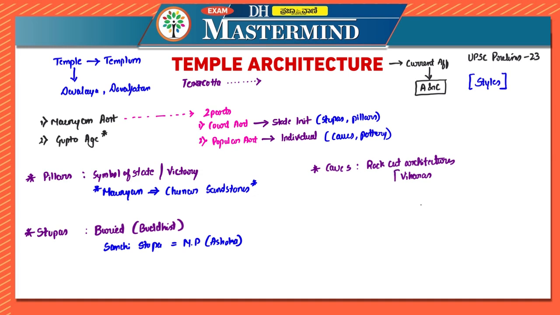Now this is a new word for us. We will be discussing about this also, because there are two types. One is chaityas, and the second one is viharas. Chaityas and viharas. We'll discuss about these also, but you have to remember that caves were used as viharas in the Mauryan age. Next one is sculpture.